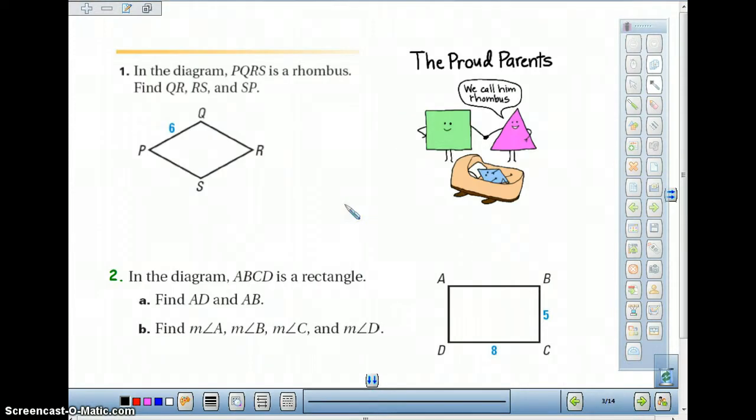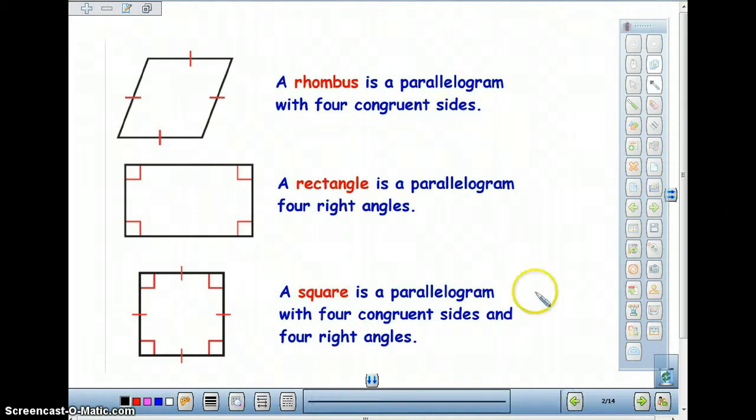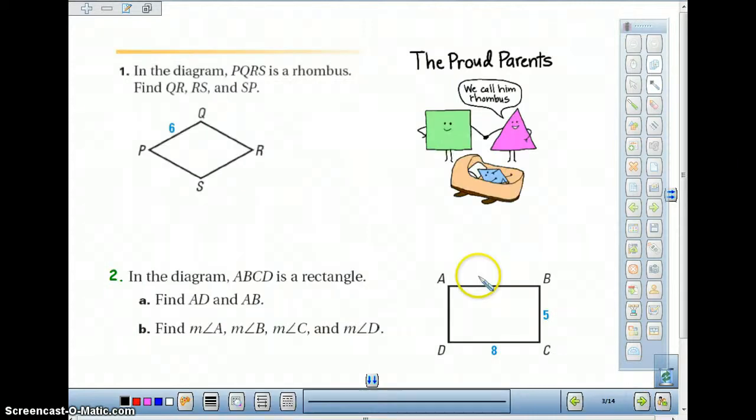Okay, so if I have a rhombus right here, and it tells me that PQ is 6, if we look at what a rhombus has, 4 congruent sides. So if we look at this, all my sides are going to be congruent. So this is going to be 6, this is going to be 6, and SP will be 6.